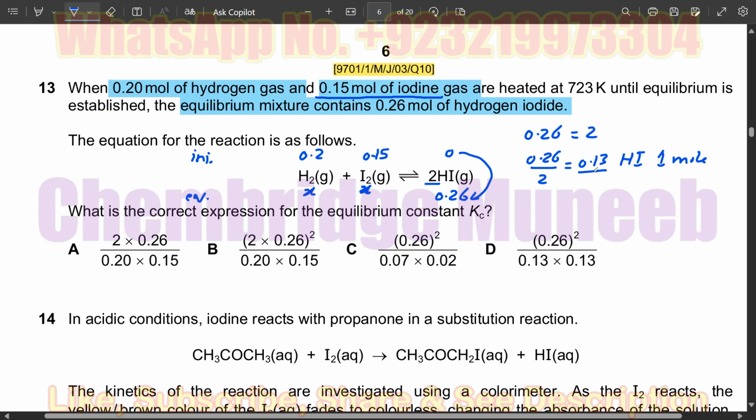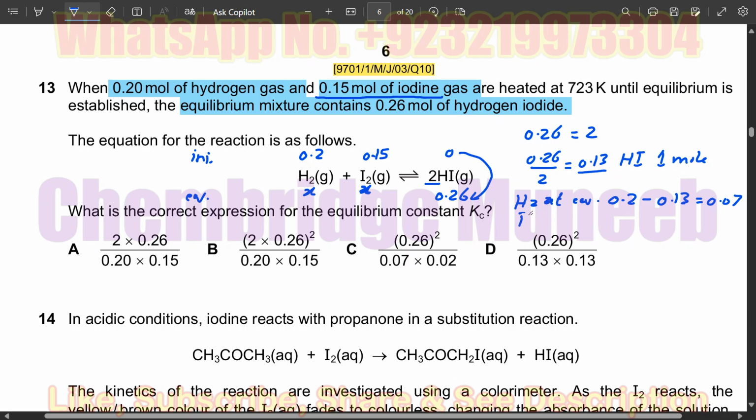Now this 0.13 is the amount to be subtracted from the amount of the hydrogen and iodine from the initial values. So for H2, I will write H2 amount at equilibrium. H2 at equilibrium will be equal to its initial value, which is 0.2 moles, minus the mole at equilibrium, that is 0.13. So the answer will be 0.07.